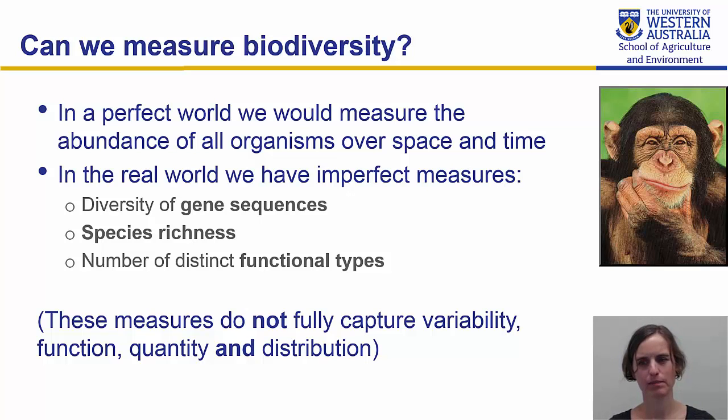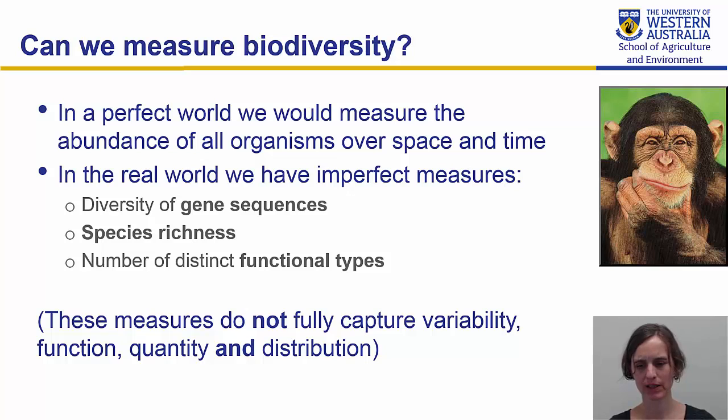We have other measures though. We know about differences in gene sequences. We know about species richness in different ecosystems. We know about different functions that organisms provide in an ecosystem. Although I have a footnote there that those sort of measures don't fully capture all the variability, all the functions, all the quantity and the distribution of organisms over space and time.